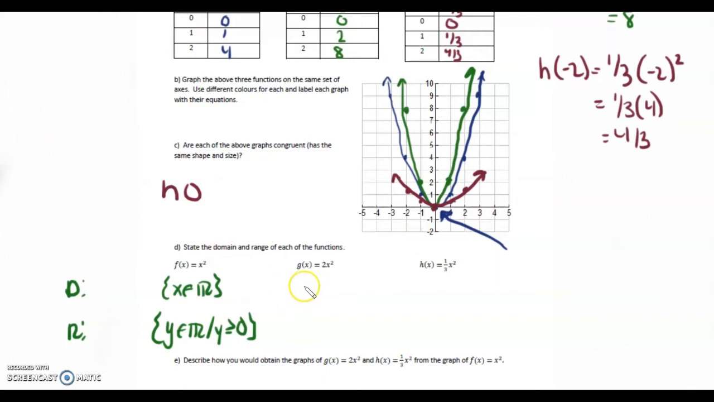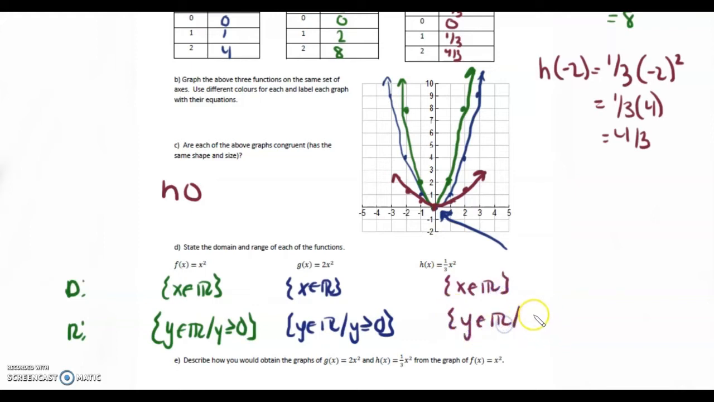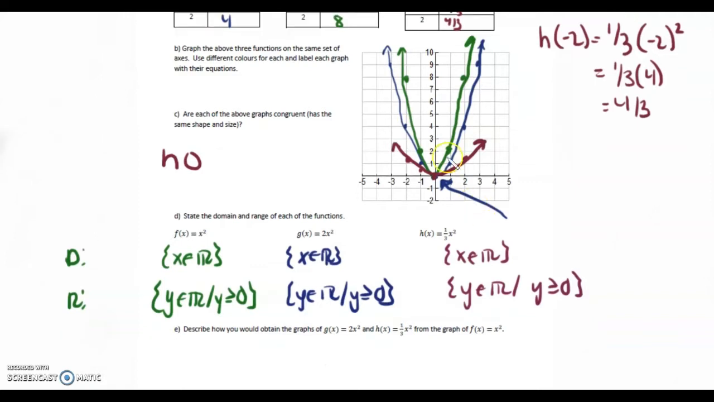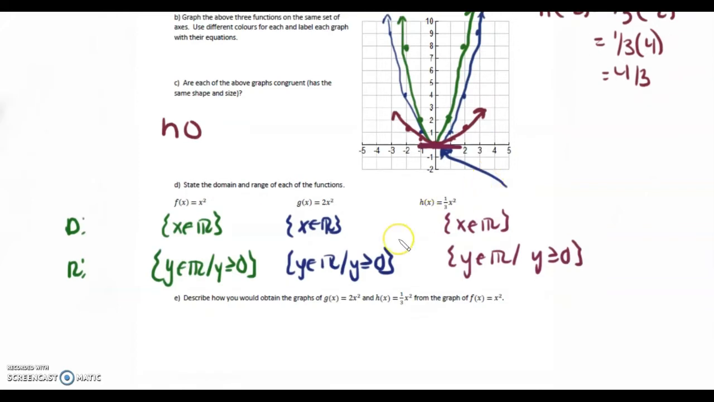Okay, for blue, x ∈ ℝ still, nothing changes with that. And y ∈ ℝ such that y is greater than or equal to 0. And for the last one, x ∈ ℝ, and we have y ∈ ℝ such that y is greater than or equal to 0. So all of these have the same domain and range. The lowest point here is 0. It goes up forever, left and right forever. So when we take a look at this, how would we actually describe what's going on?